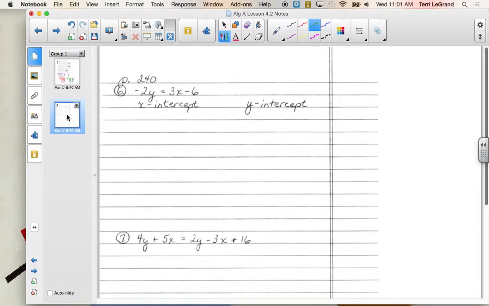Okay. This is on page 240. We're actually doing a problem that's in the homework set that you're not going to do. But tell me something that's different about this one from the last one that we did. Can you pick out any differences with it?